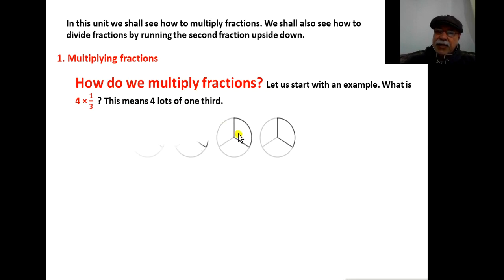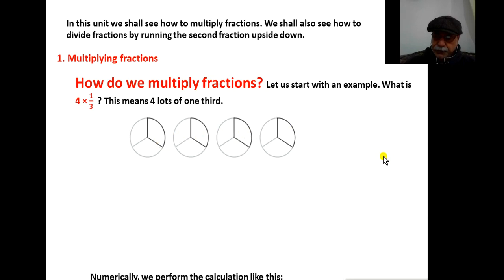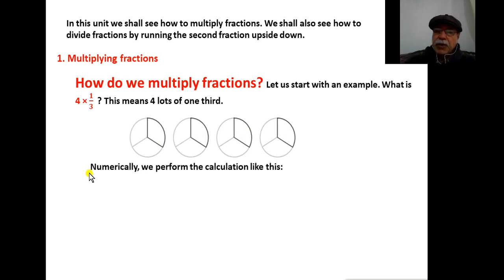We see it like this. We have here 4 whole circles as thirds: this third, this third, this third and this third, from this fraction, 4 of them. You see? Meaning 4 times a third: 1, 2, 3, and 4. Numerically, we perform the calculation like this.